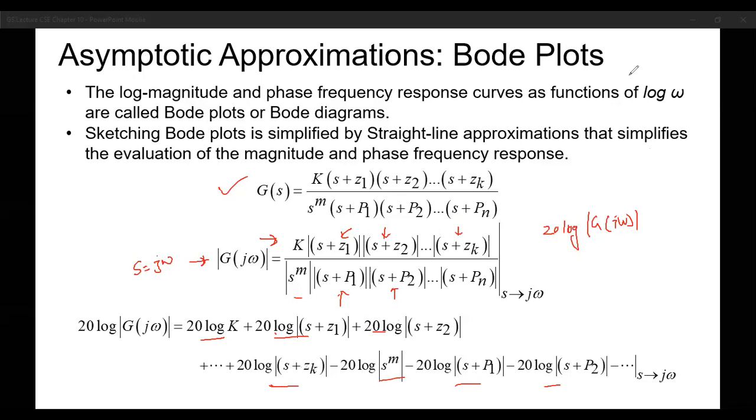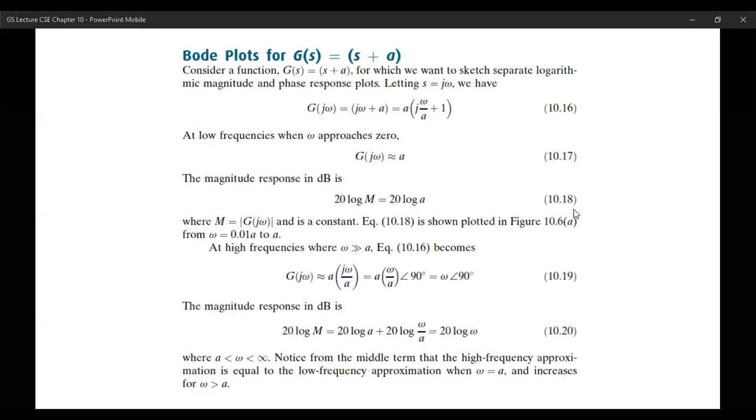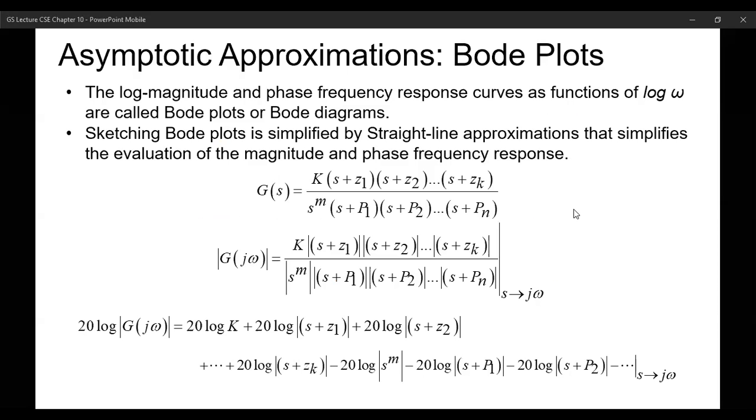Now, what about the phase frequency response? Phase frequency response is similar. The idea is similar because if it is divided, you know that the phase is also subtracted. So all the phases will be added together, the zero angles, and then you have to subtract the pole angles. So I think the equation is missing here. There should be another equation for the phase as well.